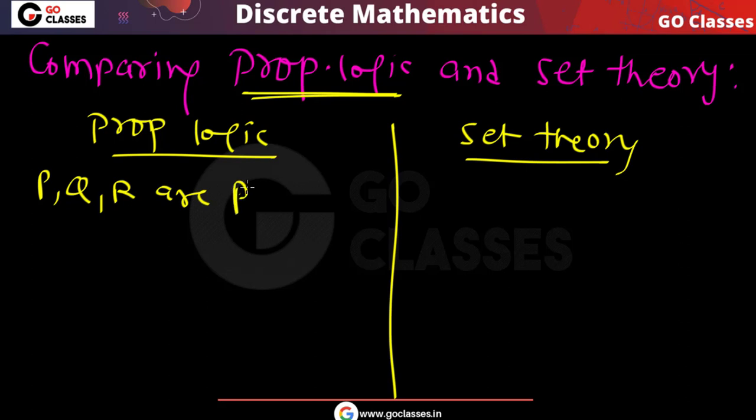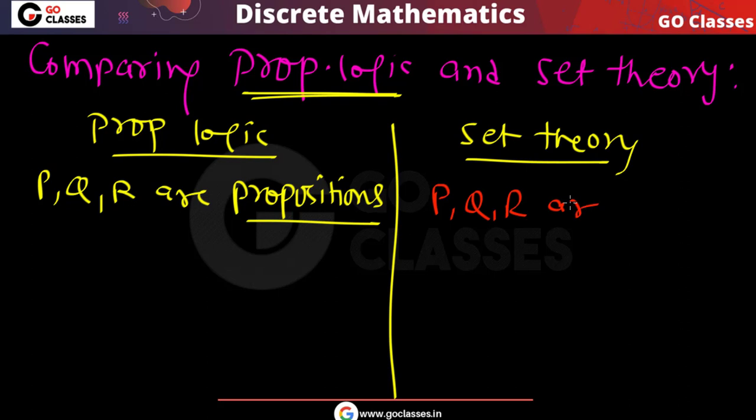These are propositions, meaning statements which are true or false. And in set theory, this P, Q, R are sets. First of all, this is the difference. Set means a collection of elements. So in set theory, P, Q, R are sets, and in propositional logic, these are propositions. Proposition means statement.